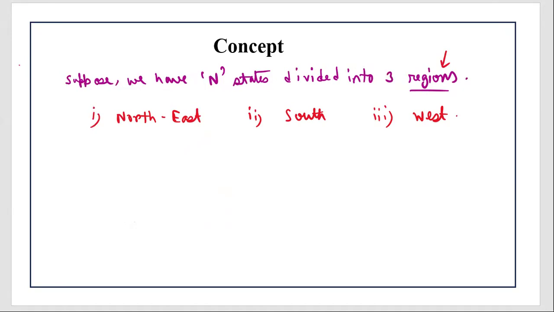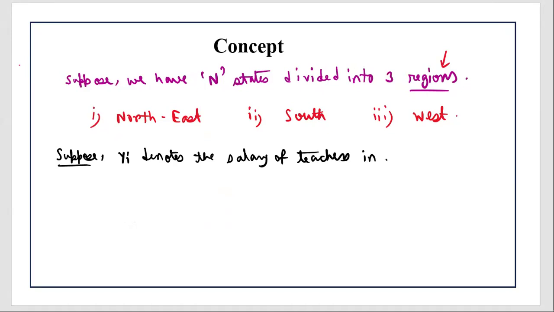So the question is, suppose yi denotes the salary of teachers in the state i. Now the state can vary between 1, 2, and 3. Basically, sorry, not 1, 2, 3. In states, basically 1 to n. The salary of the teachers, yi denotes the salary of the teachers in the state i. And we consider the regression model.